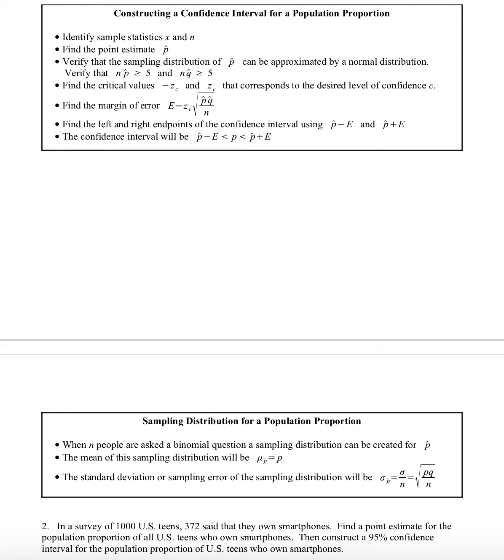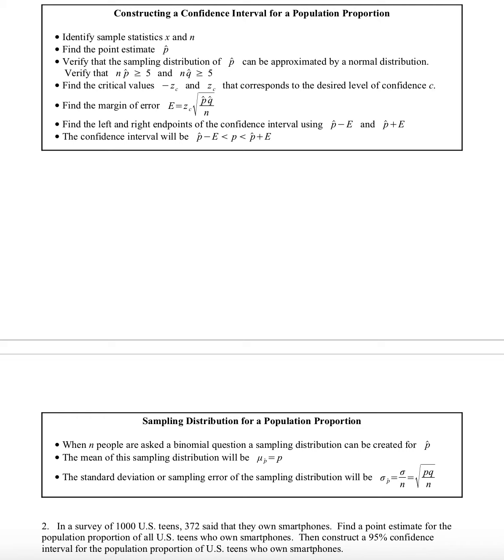Here I'll show the steps for constructing a confidence interval for the population proportion P. You'll want to find the point estimate P hat, and sometimes that requires dividing x by n. We'll need to verify that the sampling distribution of P hat can actually be approximated by a normal distribution. To do that, we have to make sure that n p hat is greater than or equal to 5 and n q hat is at least 5 as well.